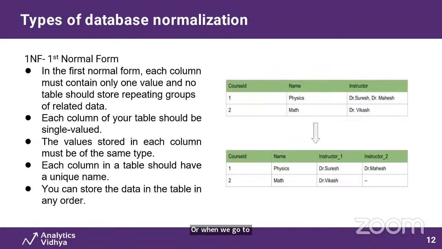it removes the duplicates and creates separate tables for groups of related data. If you see over here, we have an example of a particular table in which there is a course ID 1. The course name is physics, but there are two instructors over here. So you need to separate them out. You cannot have duplicate data in this, or you cannot have groups of data. So you need to separate them into two columns.